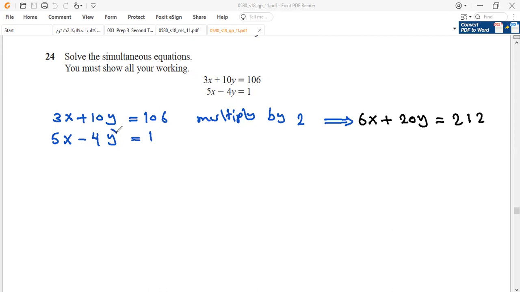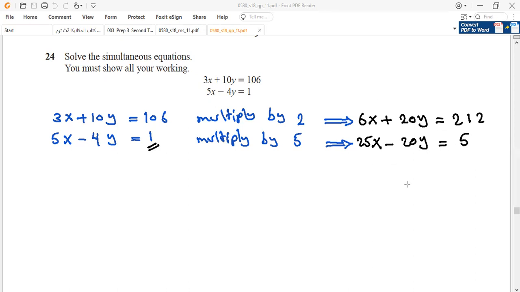Here I want to make this 4y to be 20y, the same as this 20y, to eliminate y with y. So we need to multiply this second equation by 5. We will get 5x multiply 5, 25x, minus 4 multiply 5 is 20y, equals. Don't forget to multiply the 1 by 5 equals 5.